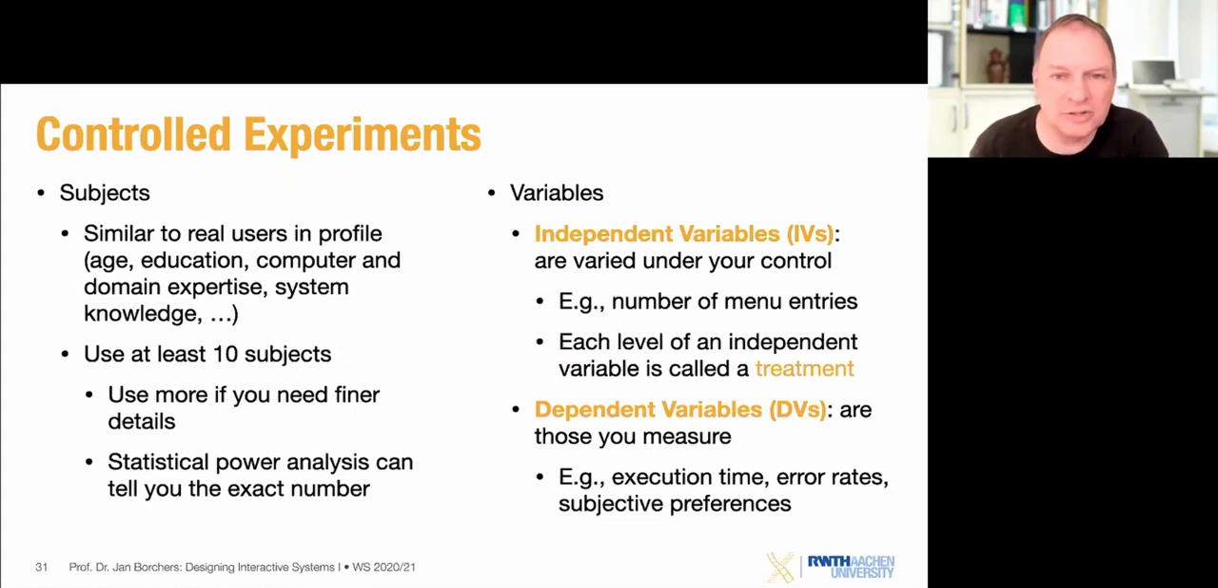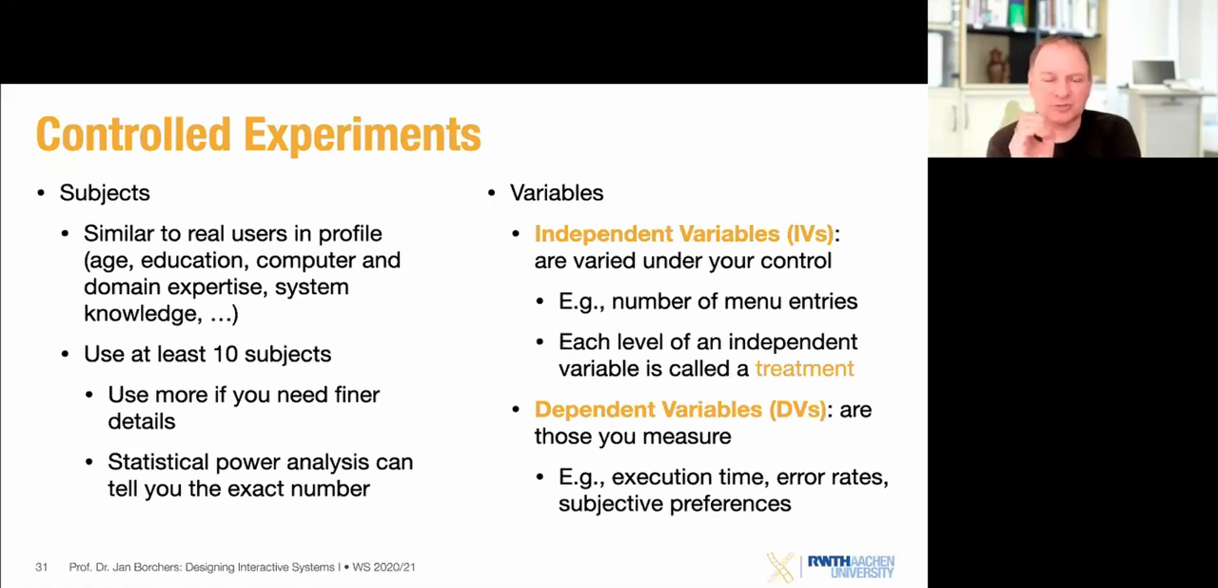Dependent variables are the ones that you measure, like execution time, which is a favorite one. Error rates, how many mistakes people make, or also subjective preferences. And that's interesting because a lot of people get quantitative and qualitative wrong. It's not that quantitative is only what you observe and qualitative is only what you ask. That's not true. Both can be both ways.